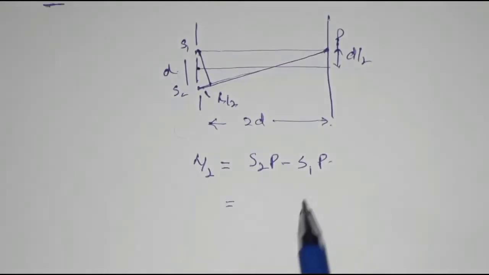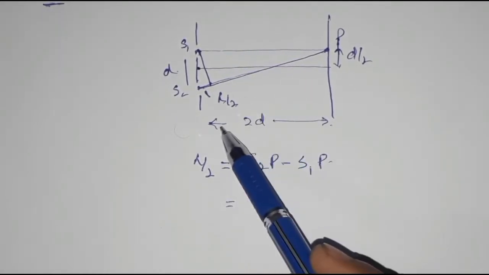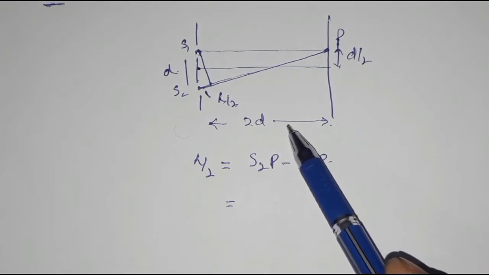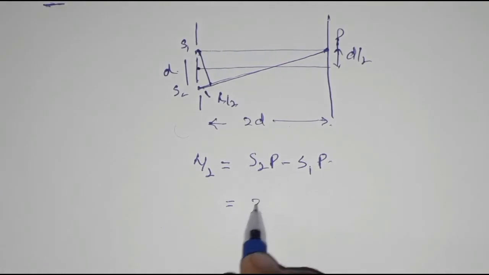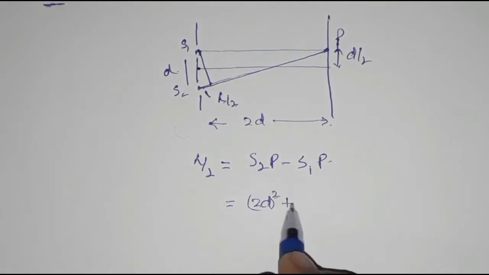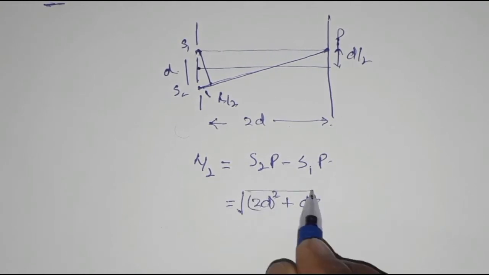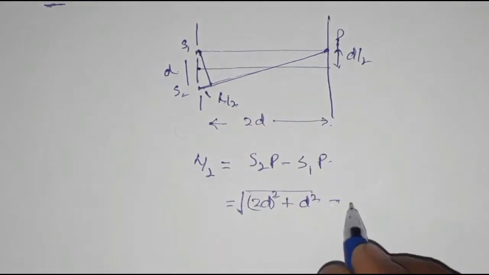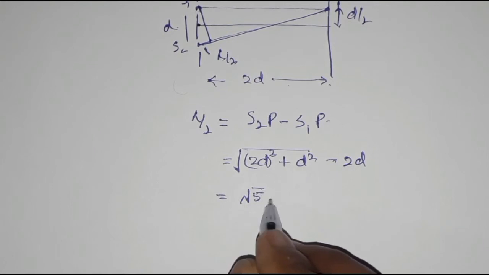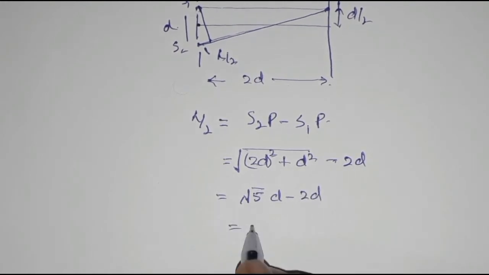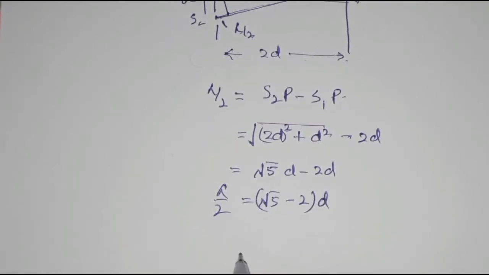What is S2p now? S2p is, this is 2d and this is d, that means root of 2d square plus d square, minus S1p, which is 2d. So you are getting here root of 5d minus 2d, that is root of 5 minus 2, times d. This is lambda by 2, so d will be equal to lambda by 2 into root of 5 minus 2. So this is the answer.